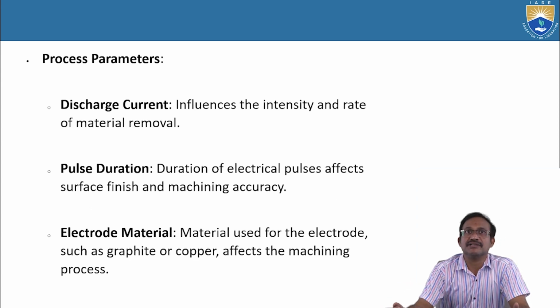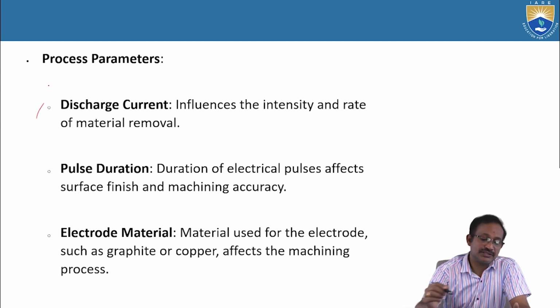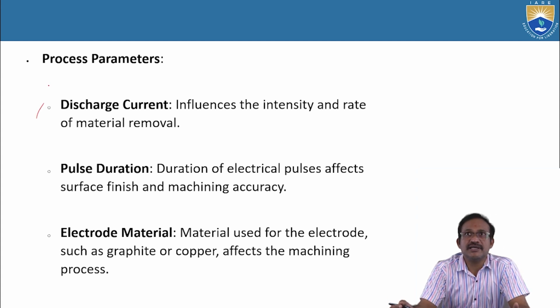Next, process parameters: discharge current, pulse duration, electrode material. First, discharge current influences the intensity and rate of material removal. Pulse duration: the duration of electrical pulses affects surface finish and machining accuracy.